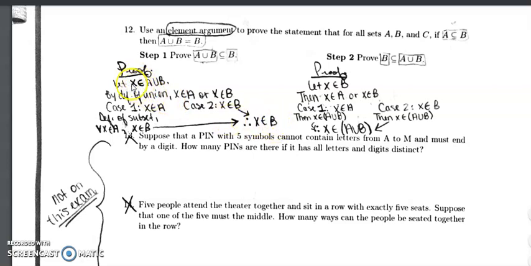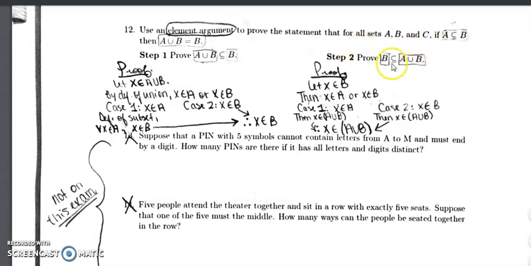Now look at the first statement and the last statement. X is an element of A union B, and X is also an element of B, which is exactly the definition of subset. Every element of A union B is also an element of B.